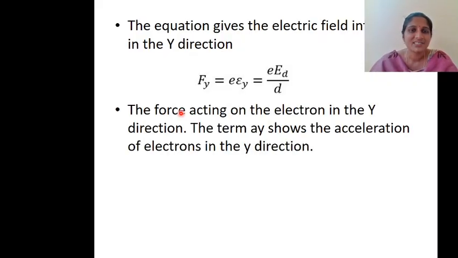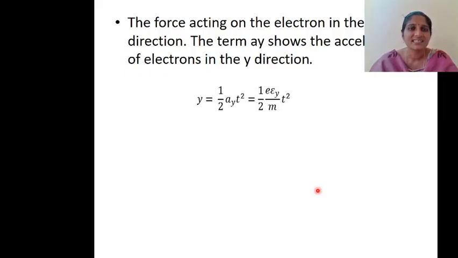The force is charge into electric field intensity, that is one equation. Also we can represent force as mass into acceleration. So Fy is equal to m into Ay, where m is the mass of the electron and Ay is the acceleration of the electron in the y direction. Equating these two equations, eEy is equal to m Ay. From this you get Ay is equal to eEy divided by m. Mark this as equation 2.